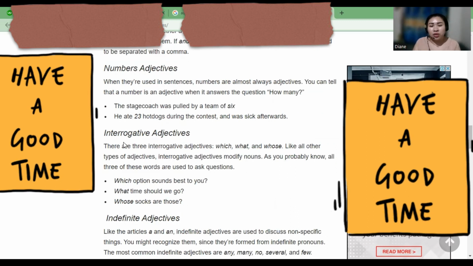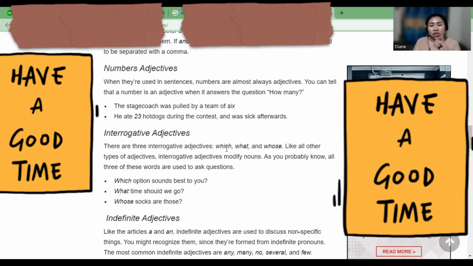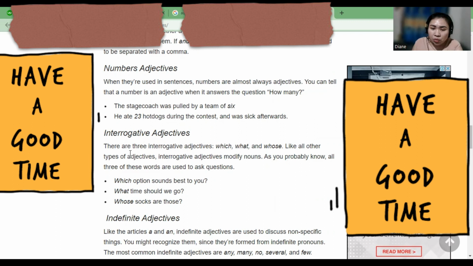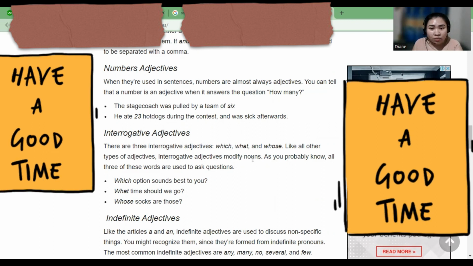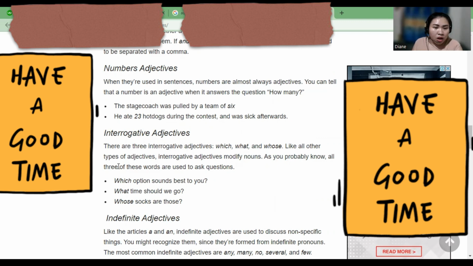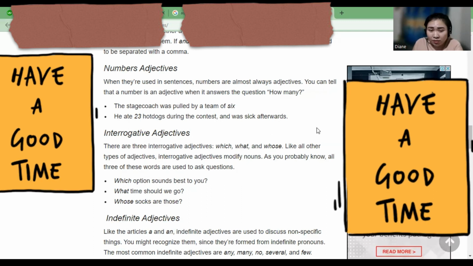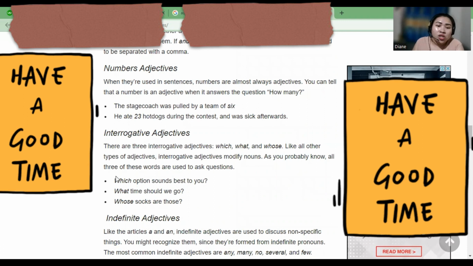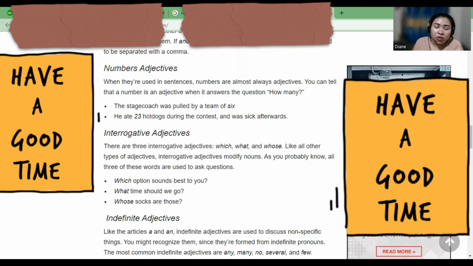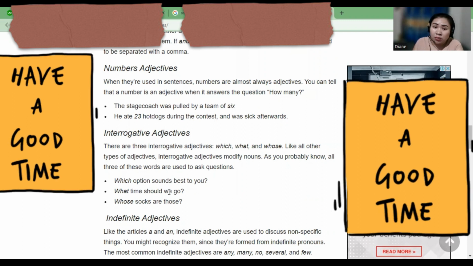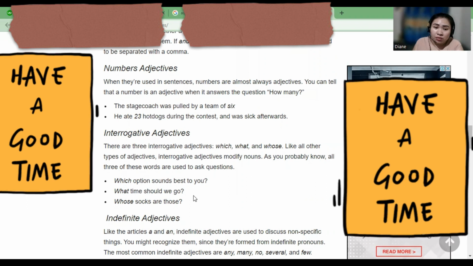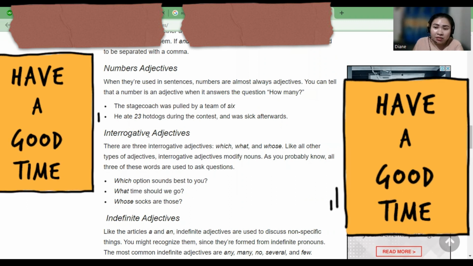Now let's move on to the 6th type, interrogative adjectives. There are 3 interrogative adjectives: which, what, and whose. Like all other types of adjectives, interrogative adjectives modify nouns. As you probably know, all 3 of these words are used to ask questions. Example here: which option sounds best for you? Second example: what time should we go? Whose socks are those?